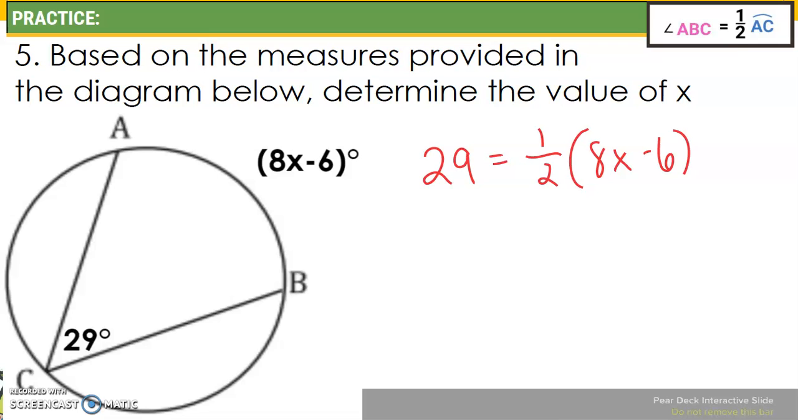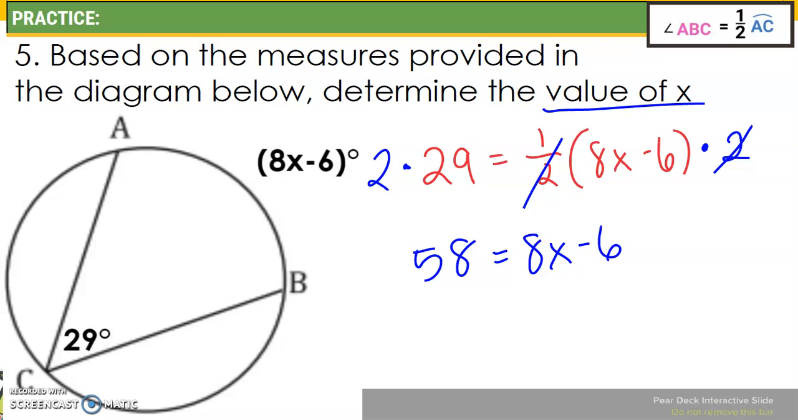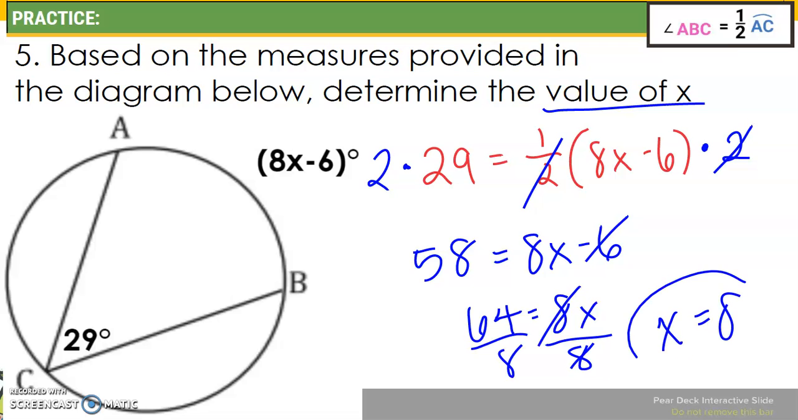So we can go a couple ways here, but I think the best route for right now is just trying to get rid of this fraction and then solving for x. So I'm going to multiply by the reciprocal, which is 2, to get rid of that, but I have to do it on both sides. So now I have 2 times 29, which is 58, equals 8x minus 6. Let's add 6 to both sides to cancel that out. So we get 64 equals 8x. I want to get x by itself, so we divide by 8 on both sides. X equals 8.